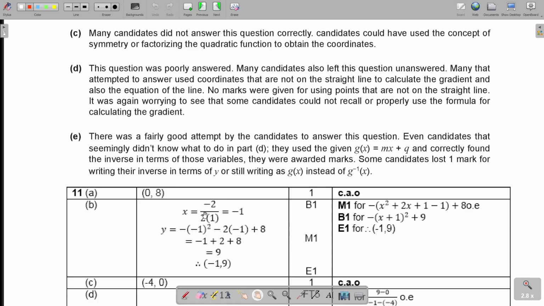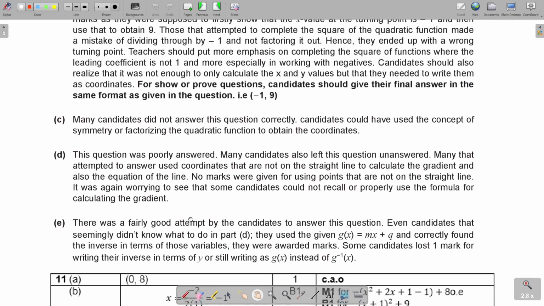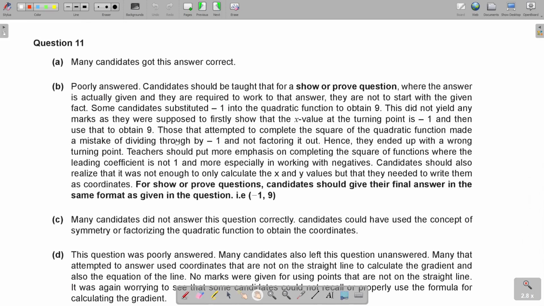So this is question number 11. What they say here is that many candidates got this answer correct, where it cuts the y-axis. Then part B was poorly answered. Candidates should be taught that for a show or proof question, where the answer is given and they are required to work to that answer, they are not to start with the given fact. They must end with it.